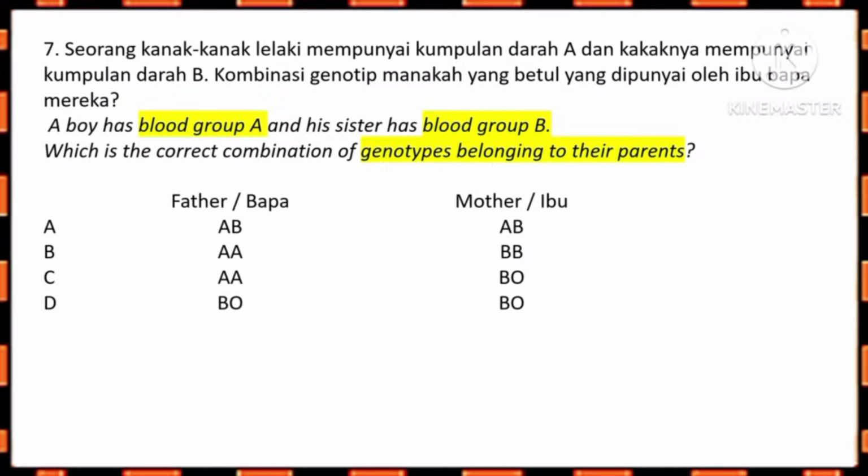Okay, let's try question 7. A boy has blood group A and his sister has blood group B. Which is the correct combination of genotypes belonging to their parents? Have you found the answer? The answer is A.